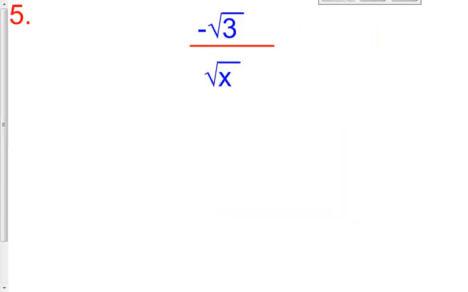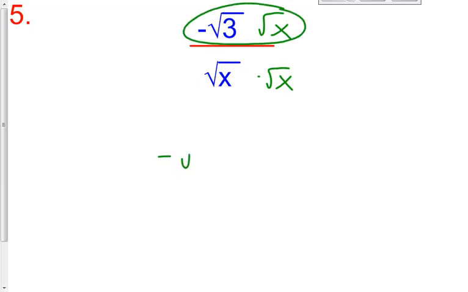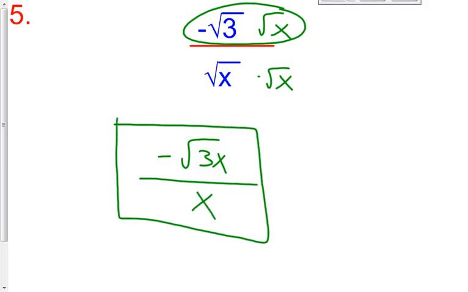Problem number 5. A negative square root 3 divided by the square root of x. Pretty basic. You multiply both top and bottom by that denominator. Square root x times square root x. So a negative square root 3 times the square root of x, we're doing the numerator here, is a negative square root 3x. Square root x times square root x is just x. That one's pretty basic. Number 5, a negative square root 3x divided by x.